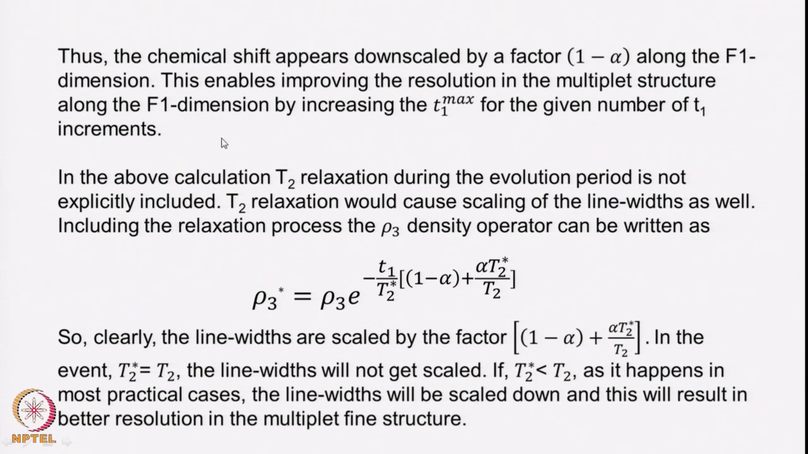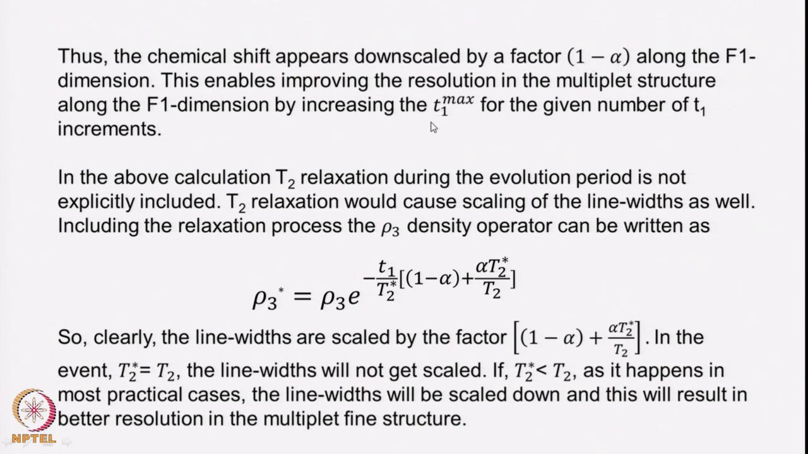Okay. So, therefore, the chemical shift appears downscaled by a factor 1 minus alpha along the F1 dimension. Now, this enables improving the resolution in the multiplet structure along the F1 dimension by increasing the T1 max for the given number of T1 increments. How does that happen? Because now since you have scaled down the chemical shifts, suppose you have the chemical shift range of 5000 hertz, then you scale it by a factor of half, if alpha is equal to half, then it will be 1 minus half, so therefore it is 0.5.